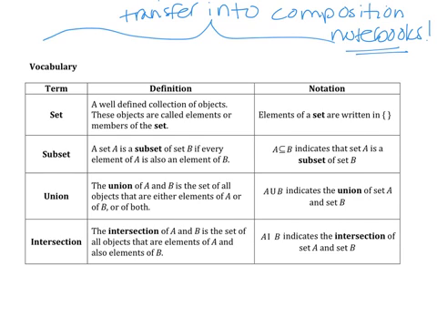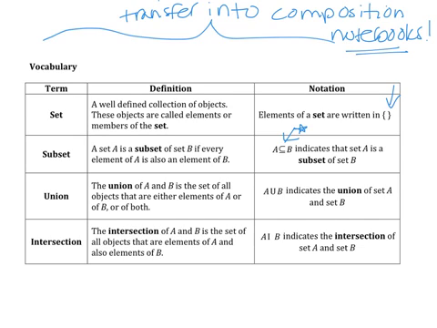Okay, so a set is a well-defined collection of objects. These objects are called elements or members of the set, and it's written or notated with brackets. Then we have a subset that's always taken from the set. So a set A is a subset of set B if every element of A is also an element of B. The way in which we indicate a subset is like this, and we're indicating that set A is a subset of B. So this is the symbol for that.